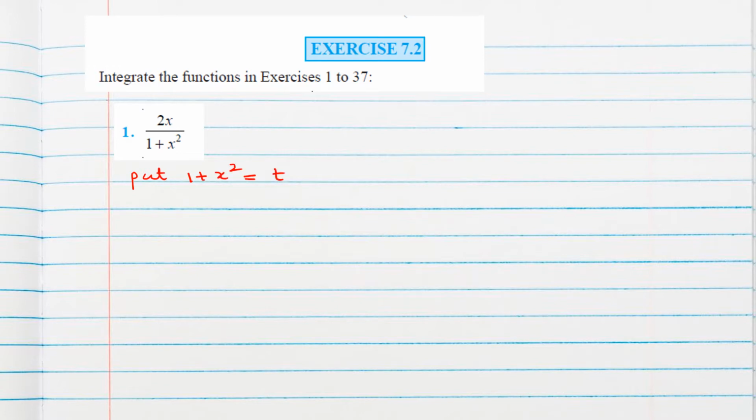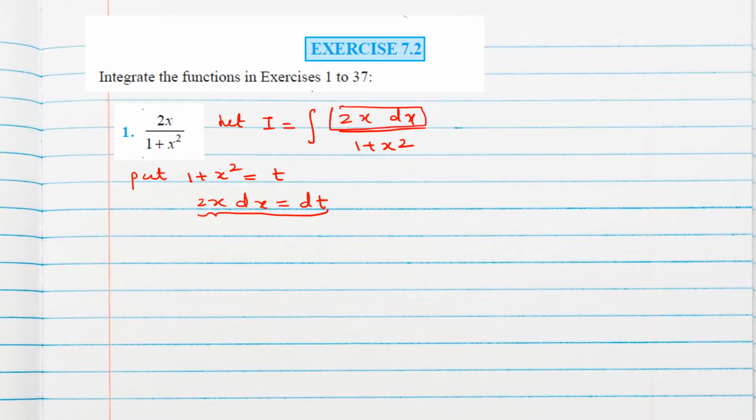Okay, so after taking the derivative, the derivative of 1 will be 0, the derivative of x square will be 2x, so 2x dx equals dt. First let this integral be I. Always suppose the integral in the question as I. Okay, so after differentiating, we got the other half of the question. So now our integral will become 2x dx, we can write dt, by this denominator we have supposed as t.